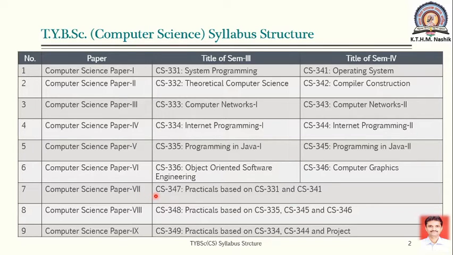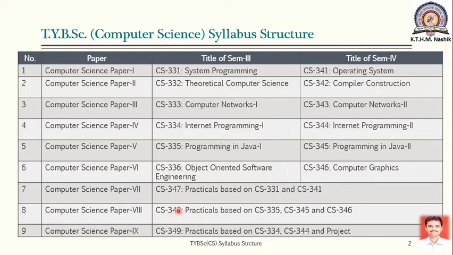Now, the first practical course or paper is paper CS347, that will be based on CS331 and CS341, that is system programming and operating system. In this practical course, design and implementation of system software is covered. You have to design simulation models for assembler, macro preprocessor, then different operating system functionalities and many more.